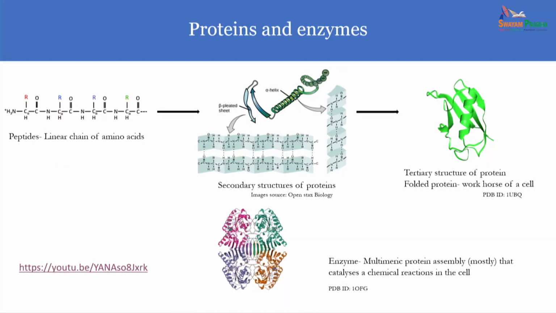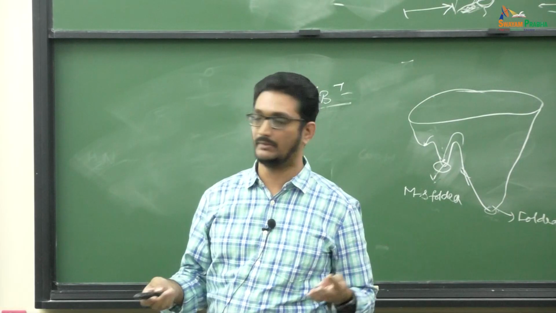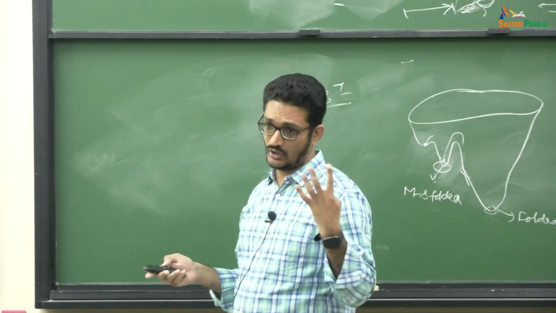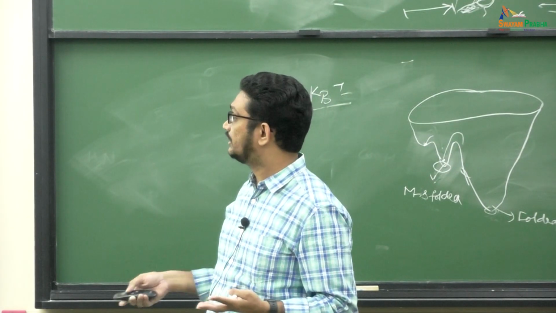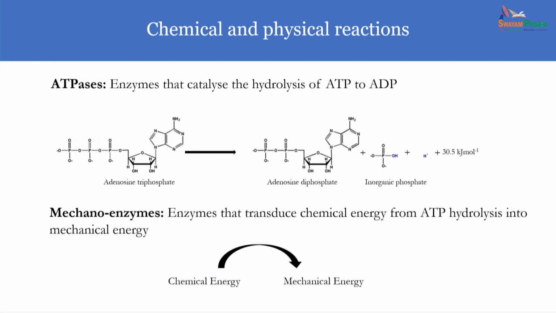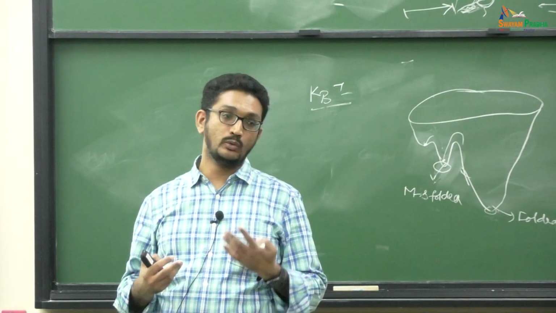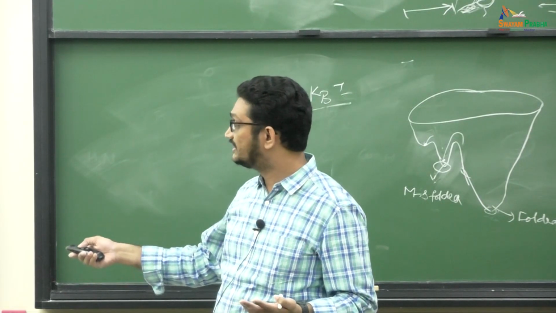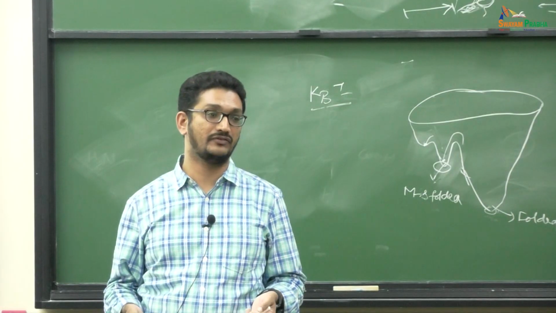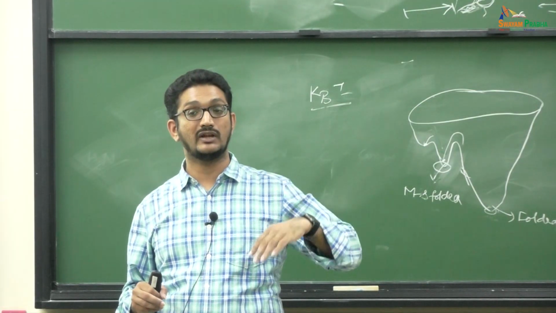Now we talked about these enzymes, right? Enzymes are nothing but proteins that come together and form large complexes. These enzymes are biocatalysts, right? They can catalyze a reaction. For example, here it is ATP, adenosine triphosphate, and it is doing a hydrolysis of this into ADP and phosphate. So an enzyme can do a chemical reaction, or the enzyme can also do a physical reaction. Physical reaction means these enzymes can also act as motors.